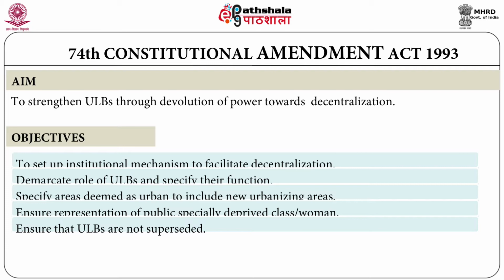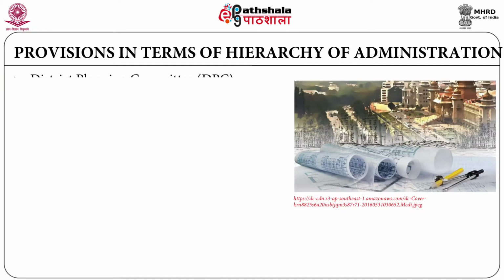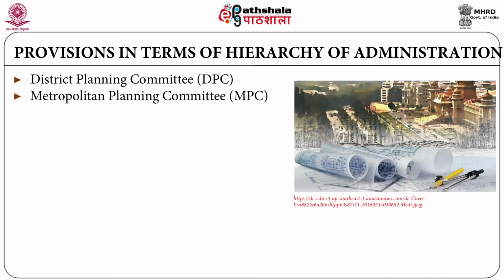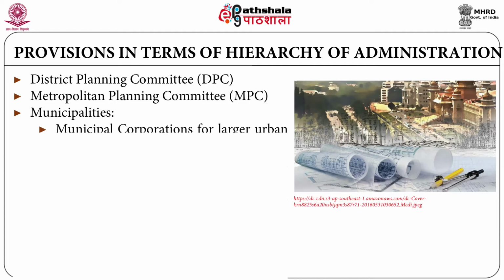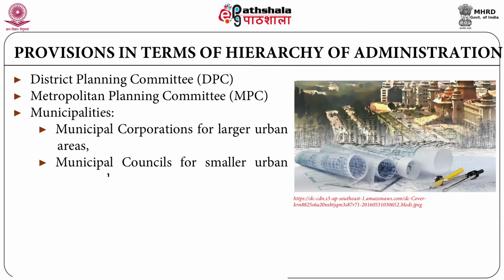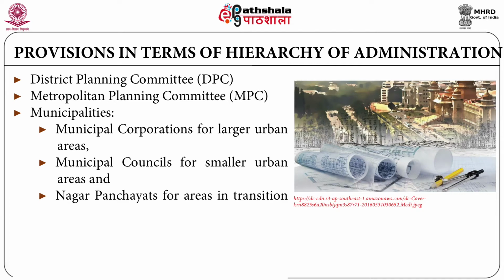Very significant amendment to the constitution. Now, with this constitutional amendment, we see that a new structure emerges for administration. That is the District Planning Committee or the DPC, the Metropolitan Planning Committee or the MPC, and their jurisdictions are, as is self-explanatory, the jurisdiction for the District Planning Committee is the district. The Metropolitan Planning Committee, the jurisdiction of it is the metropolitan area or the metropolitan region. Then the municipalities, the jurisdiction is the municipal corporation boundary or the town boundary as we call.